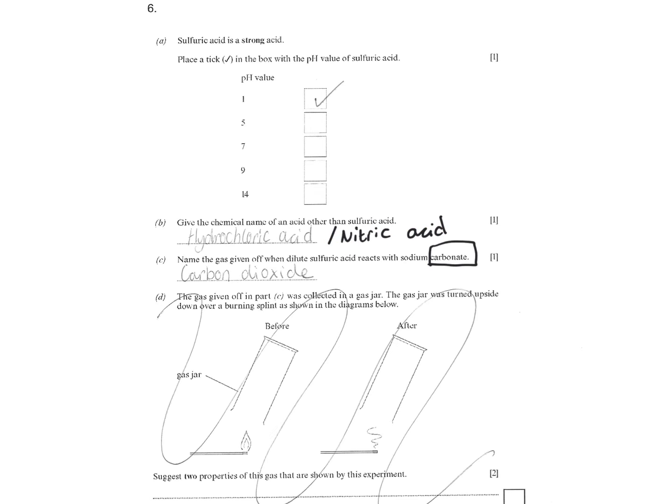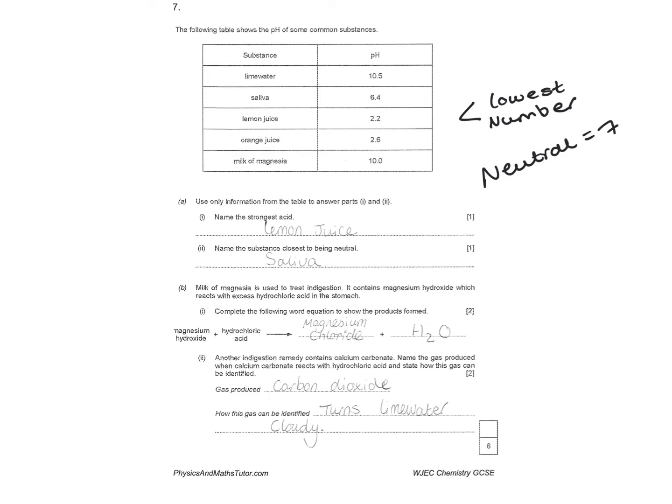There are loads, okay? Again, another question with that carbonate. As soon as you see that carbonate, you write carbon dioxide. Again, a really nice, easy question, just extracting information from a table. Which one is the strongest acid? That's going to be lemon juice because it's the lowest number, okay? Neutral then is 7, so you're looking for the number closest to neutral, which would be your saliva, okay?